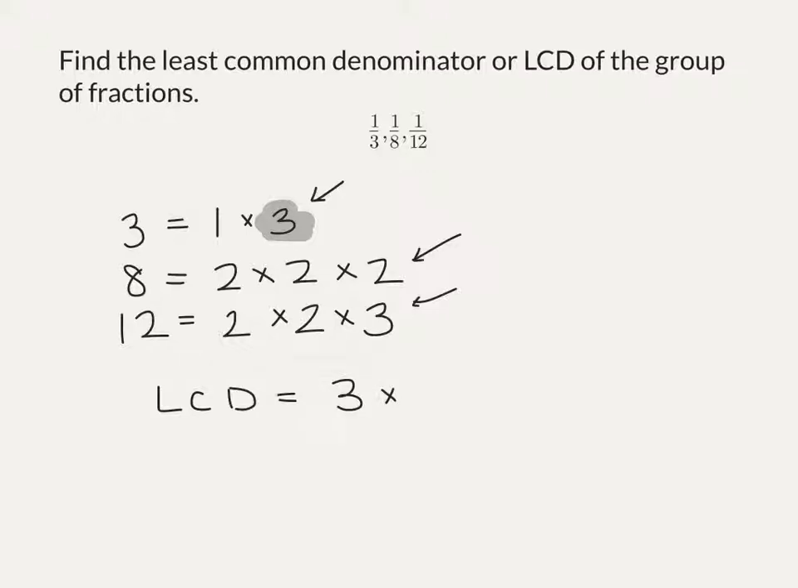Now we're going to look at the second factor, which is 2. And we want to write down the greatest number of times that 2 appears in any one group. So if we go to the top, or the first group, we see that 2 appears 0 times in the first group, it appears 3 times in the second group, and it appears 2 times in the third group. So 2 appears the greatest number of times as 3 times. So we'll write down 3 twos.